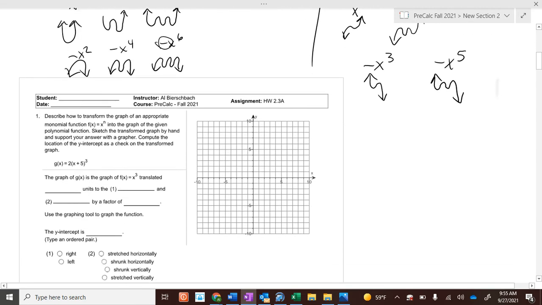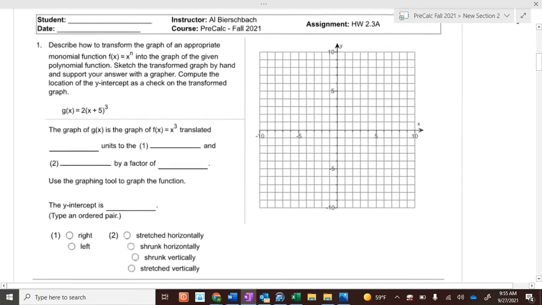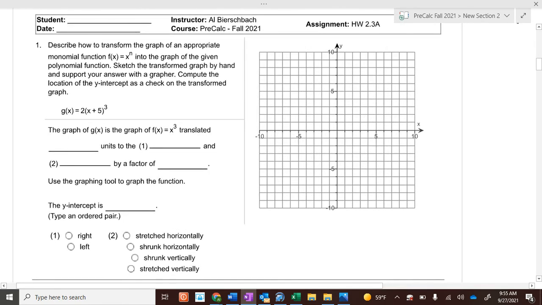Okay, that's end behavior. Now back to what Michael was doing with us. The graph is translated how many units in what direction? 5 to the left. And it stretches by a factor of 2 vertically. And then they'll ask for the y-intercept.